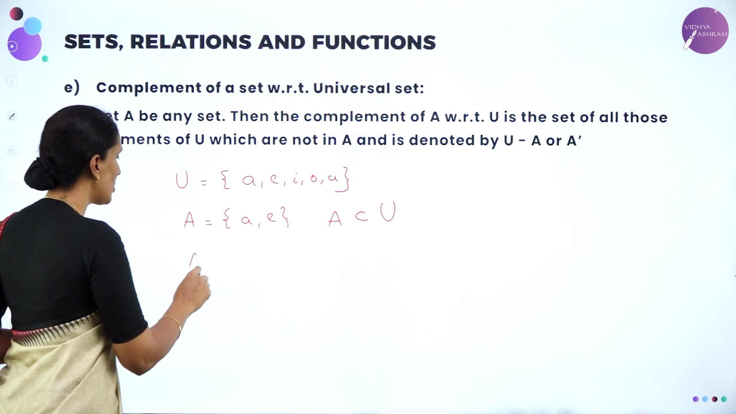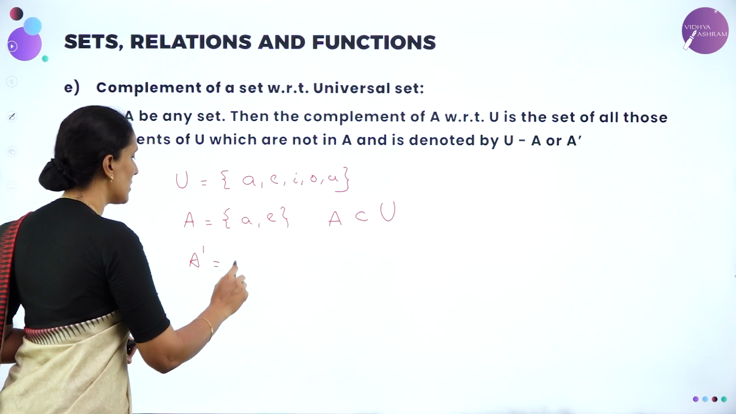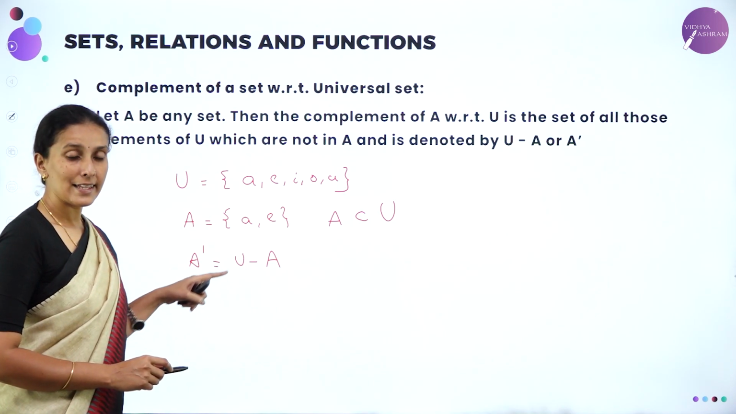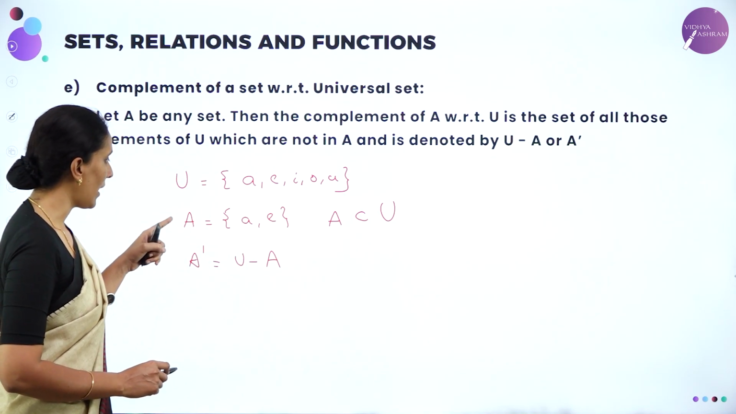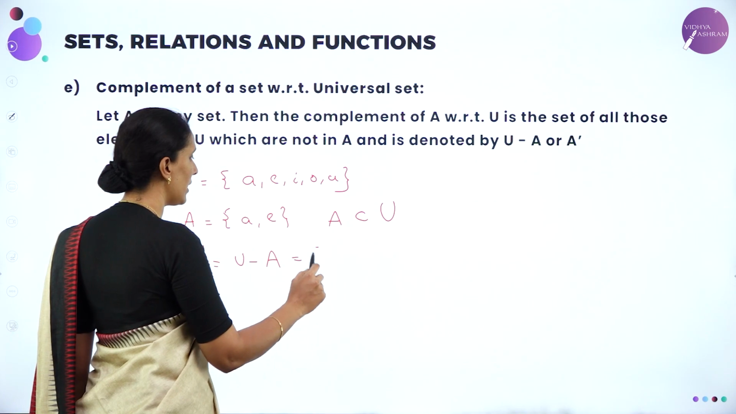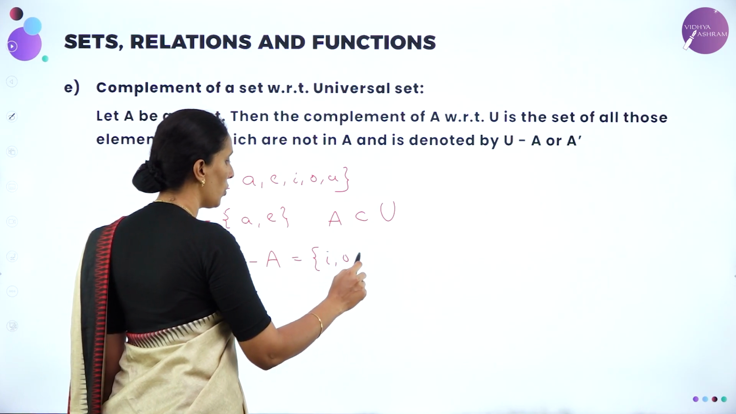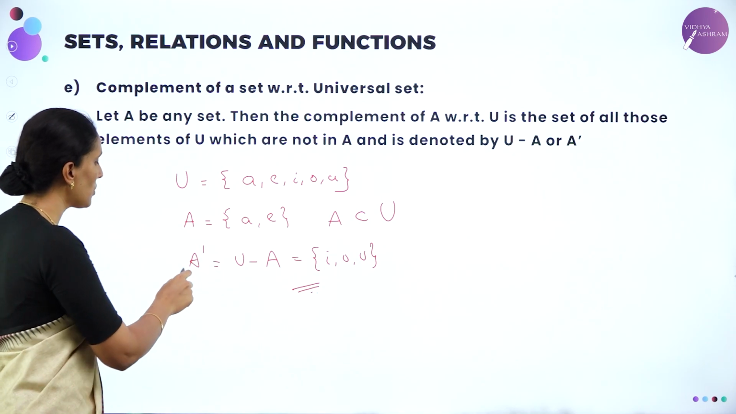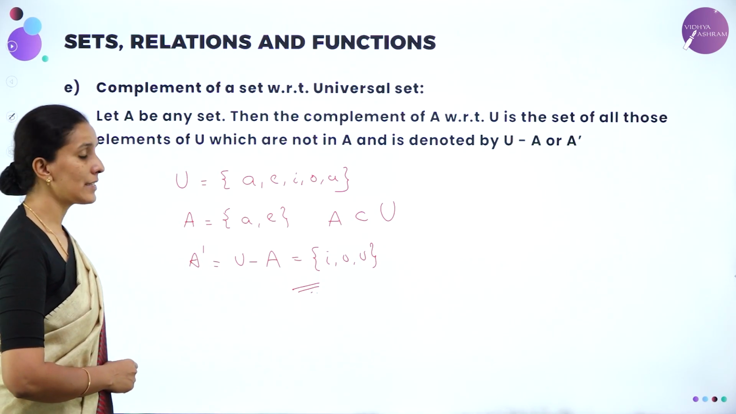Then A dash is a set which is defined as U minus A. That means A dash contains the elements which are not in A. So what are the elements which are not in A? I, O, U. So the complement of A is nothing but A dash, which is defined as U minus A.